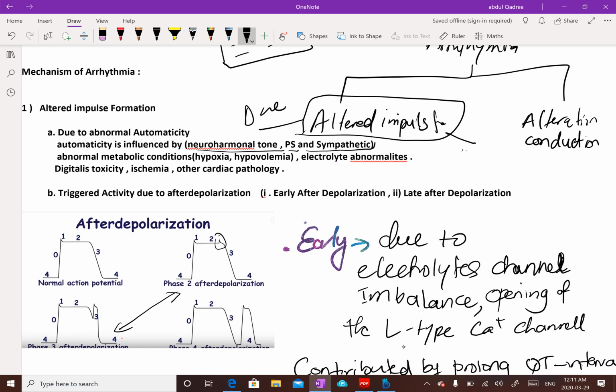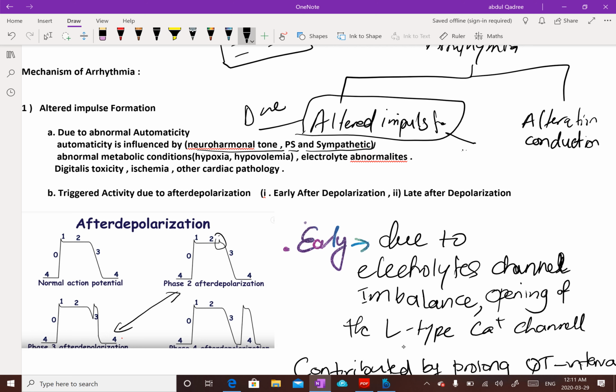So this is called early because it's before phase four. It's between phase two and phase three. So in phase three, it can happen as you see here. And in phase two, there could be another action potential generated, leading to an abnormal electrical depolarization. So this is called early after depolarization. And of course, you guys know that this can lead to an arrhythmia, correct?